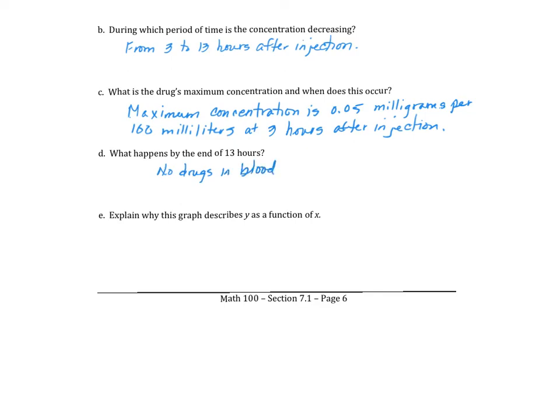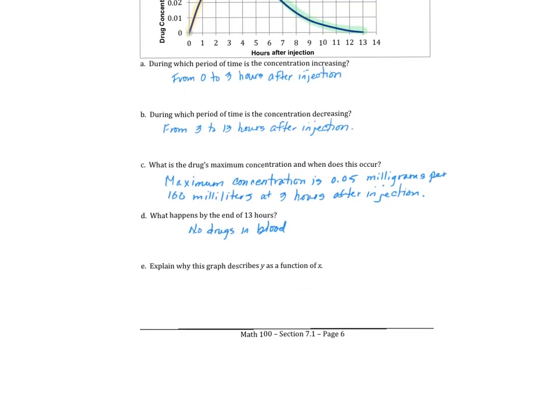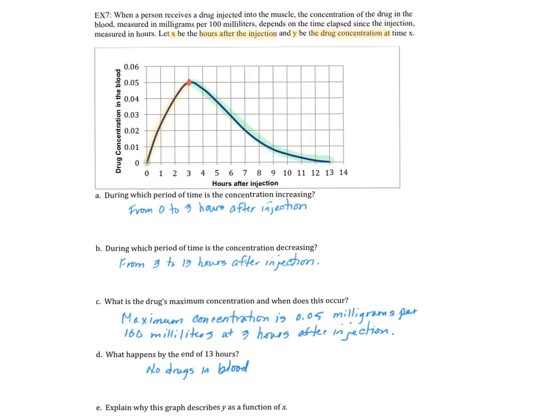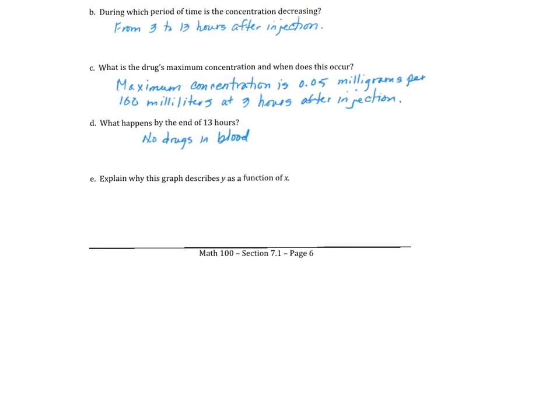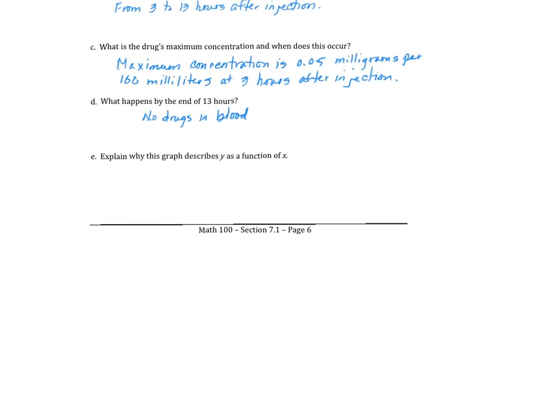Okay. Explain why this graph describes y as a function of x. Why is this graph a function? Well, if you look at this graph, it passes the vertical line test. So the justification here is it passes the vertical line test.